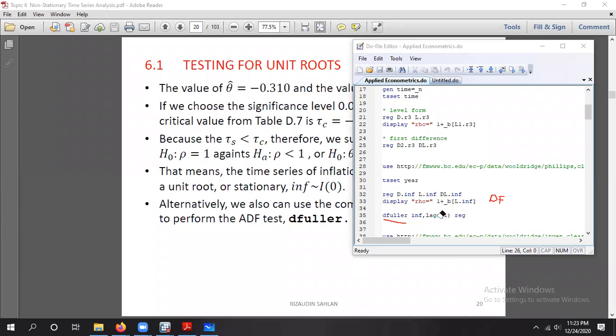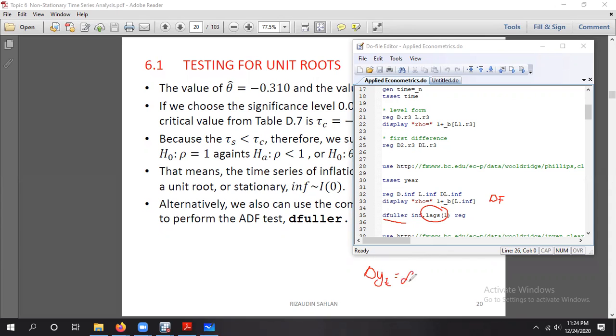In this case, we put lag 1. Lag 1 means that the dependent variable we put as the explanatory variable with lag 1, lag 1 and 0, something like this.